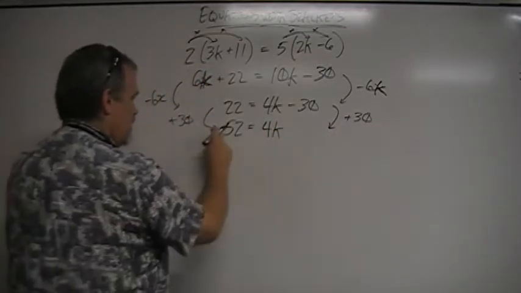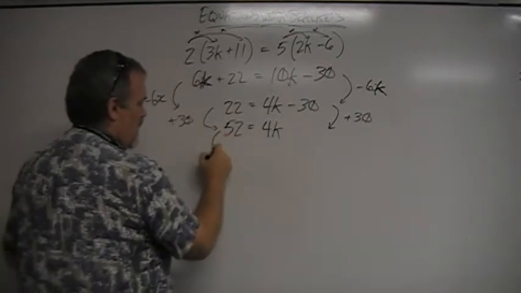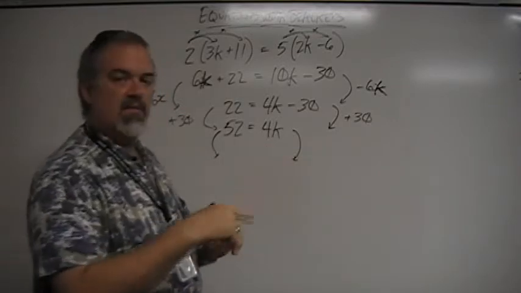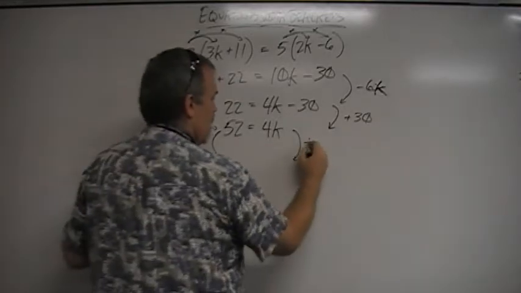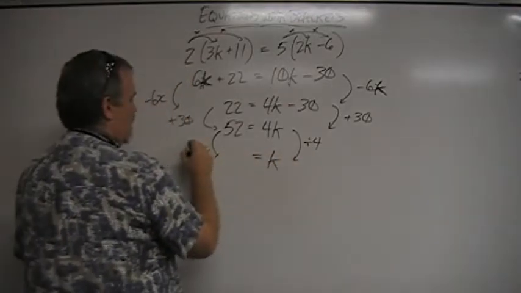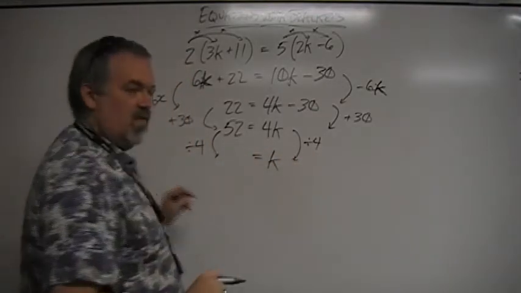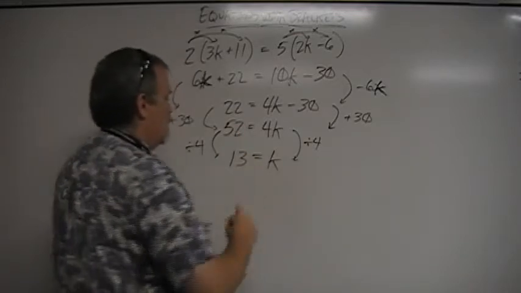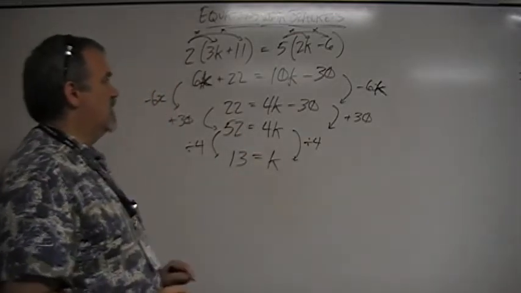Last step, 52, 4k. I want k by itself. 4 times k, reversing that would be dividing by 4. Divided by 4 gives me k. Dividing by 4 over here, 52 divided by 4, 13. We have k equals 13, or 13 equals k.